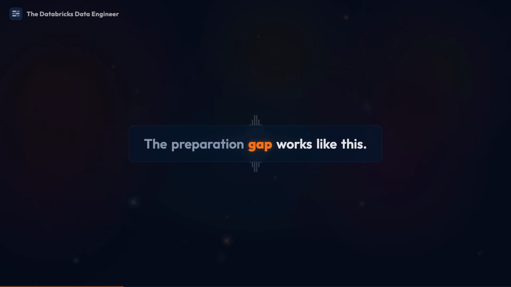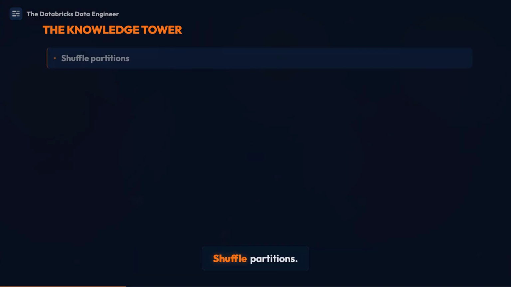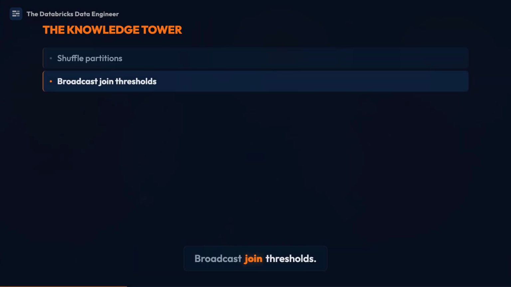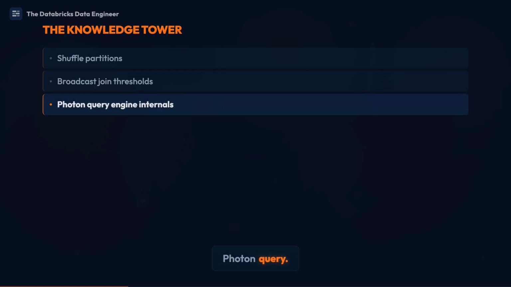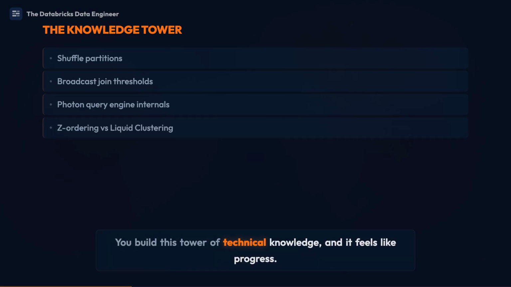The preparation gap works like this. You spend weeks memorizing how things work. Shuffle partitions, broadcast join thresholds, Photon query engine internals, Z-ordering versus liquid clustering. You build this tower of technical knowledge, and it feels like progress.